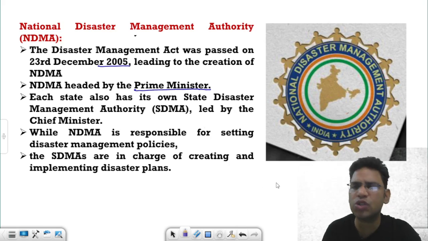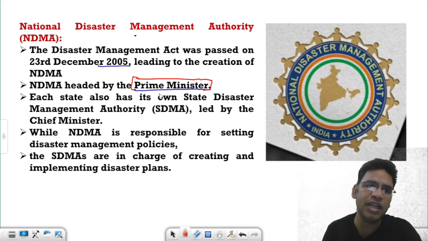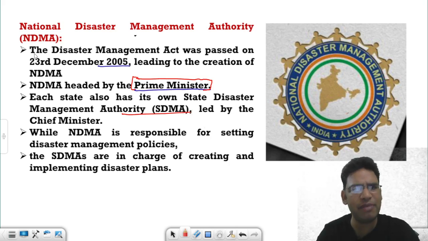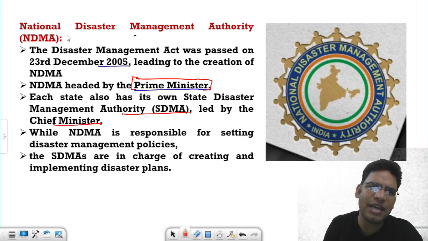They can ask you this question, and it is part of your syllabus. You should know disaster management. Paper 3 में specifically लिखा हुआ है ना. Each state also has its own state disaster management authority. Read about NDMA in detail. I'm just giving you an overview of this, just kind of reminding you, right? It is led by the Chief Minister. Okay, तो NDMA के बारे में ध्यान रखना.